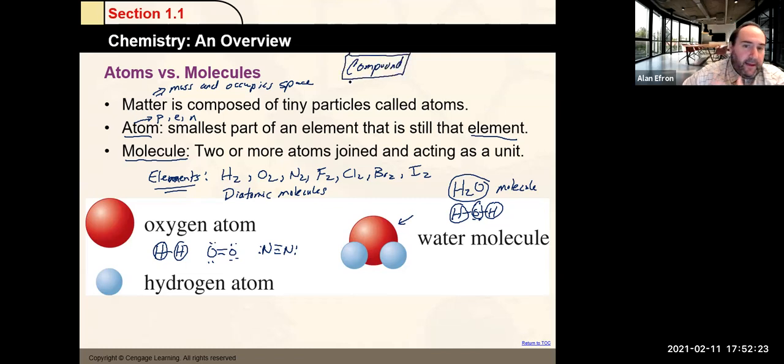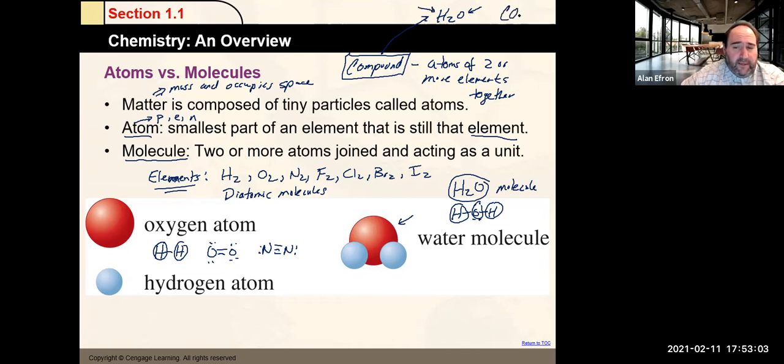When we talk about a compound, the definition is atoms of 2 or more elements together. So in order for something really to be a compound, it does need to have atoms of 2 or more different elements. What that means is water is a molecule. Water would also be a compound because it has the elements oxygen and hydrogen involved.